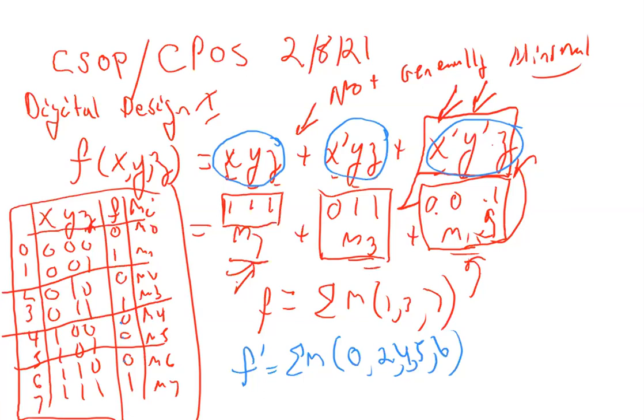Let's try another example. This one we'll make a little bit smaller. We'll start with the truth table now.